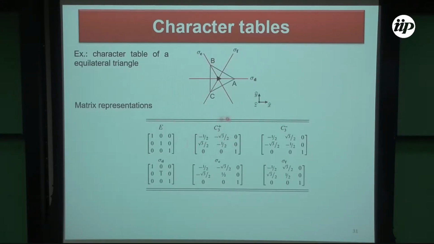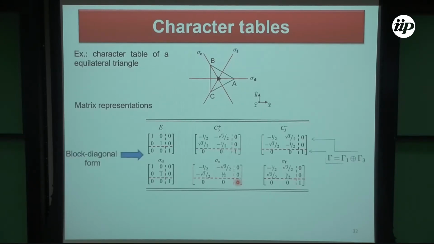This is a rotation. This is another rotation, and then we have this diagonal mirror here. This diagonal mirror, for example, just changes y to minus y. This is what it does. So this is the matrix. The other planes here, sigma E and sigma F, are a little bit more complicated, but you just see how the coordinates change. So you can do it by hand.